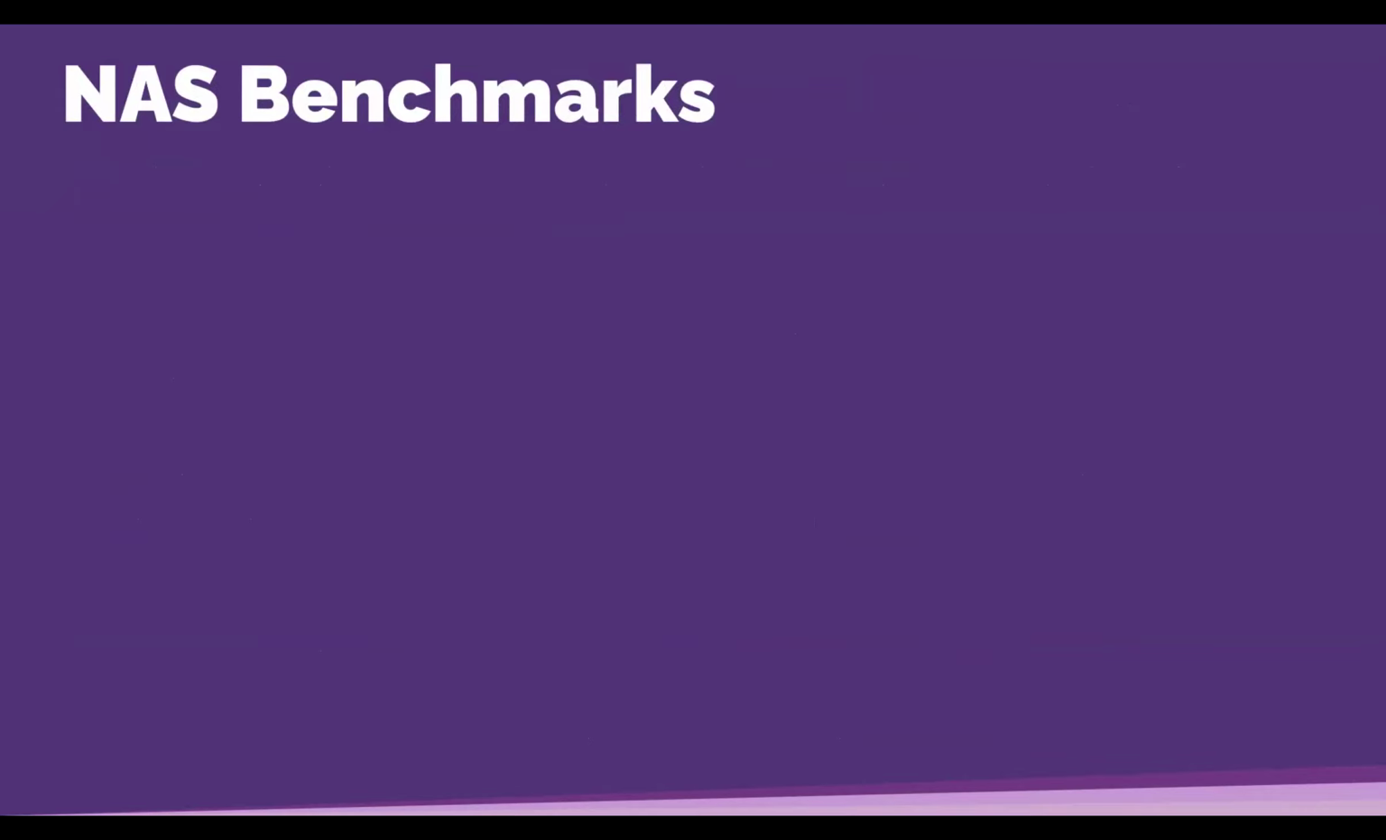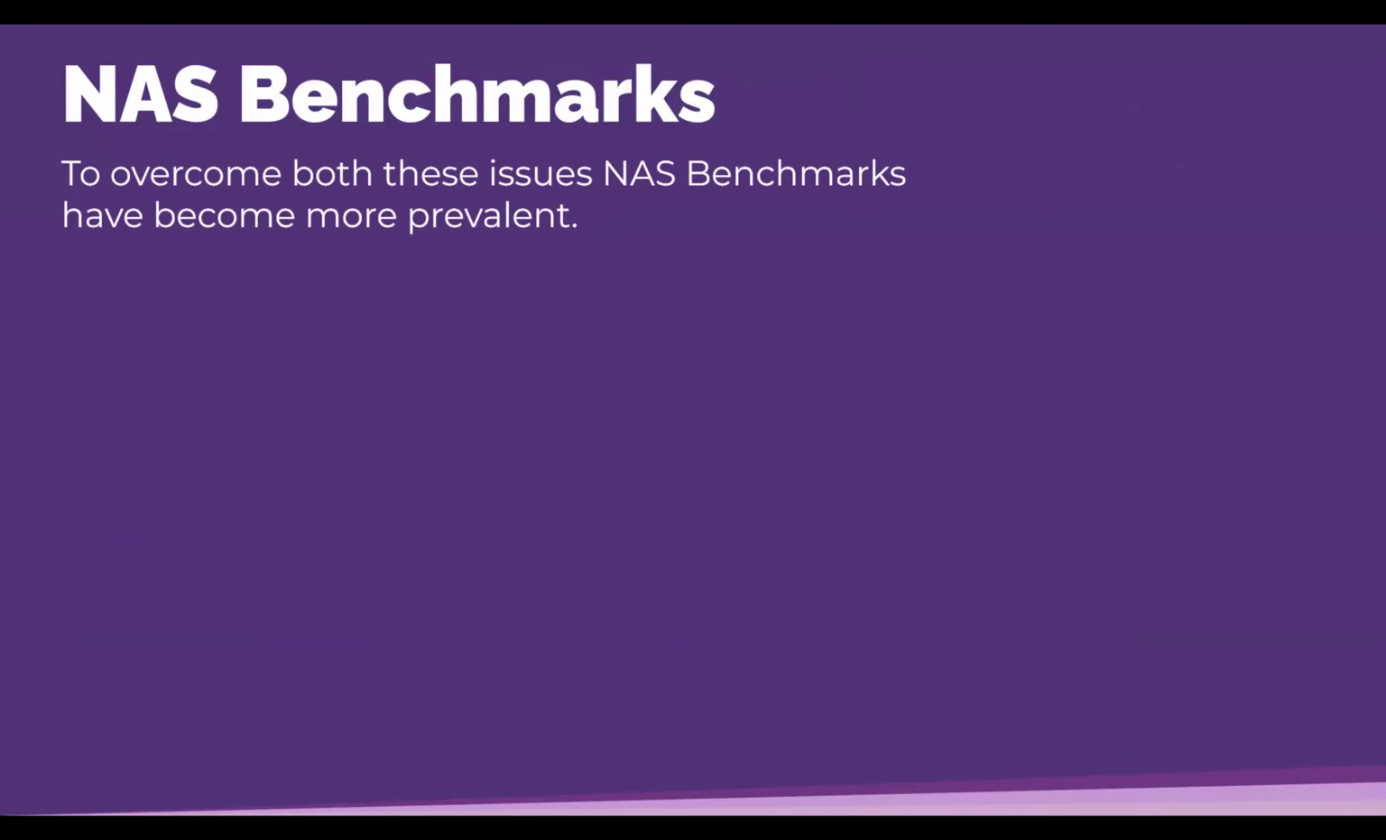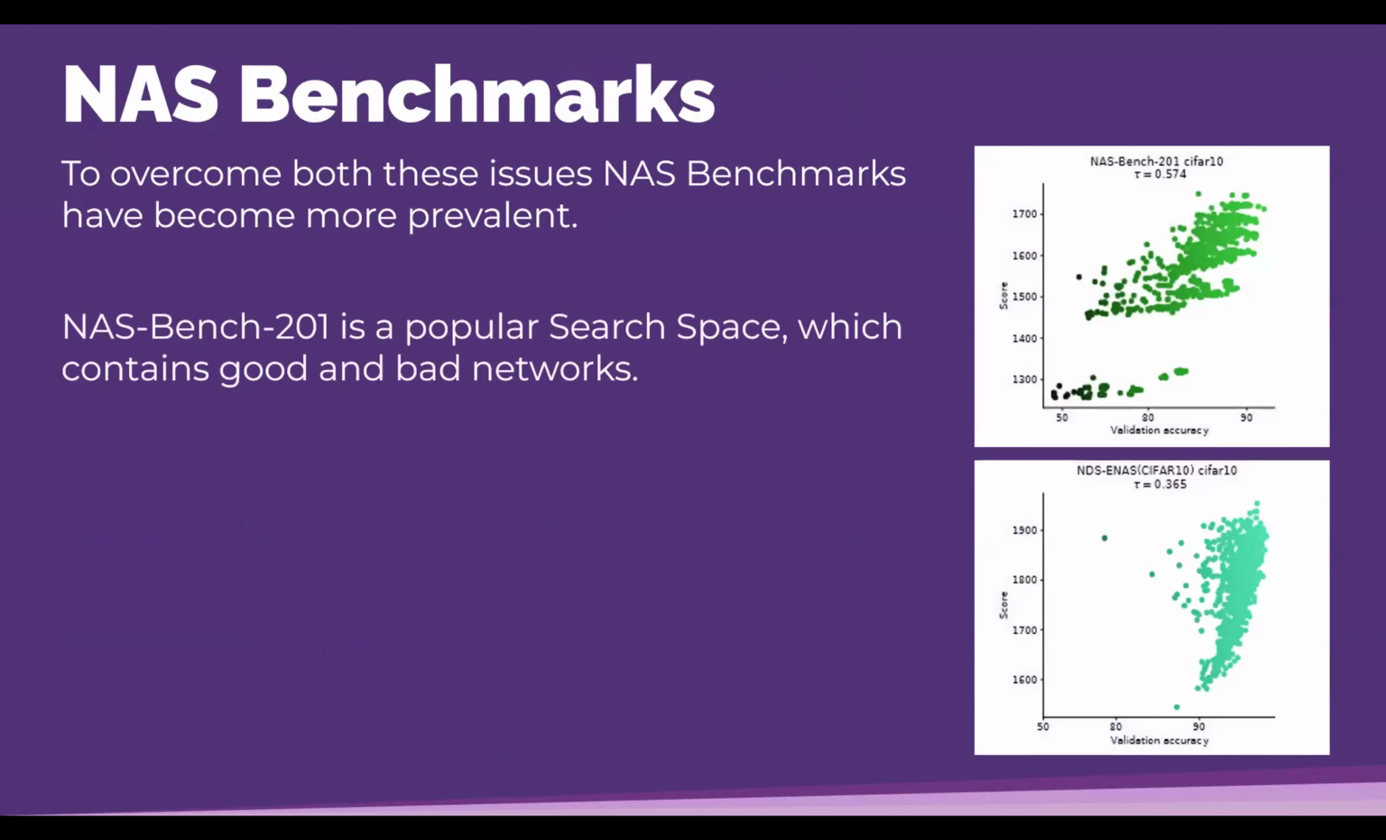So luckily, NAS benchmarks are a lot more common now. NASBench 201 is a popular search space which contains both good and bad networks. As you can see from these graphs here, the bottom one is a version of ENAS's search space. Although it's the validation accuracy, you can see that most of the architectures give above 80% accuracy, while in the NASBench 201 search space, it's a lot more varied, from just under 50%. So there are obviously some bad networks in that search space.